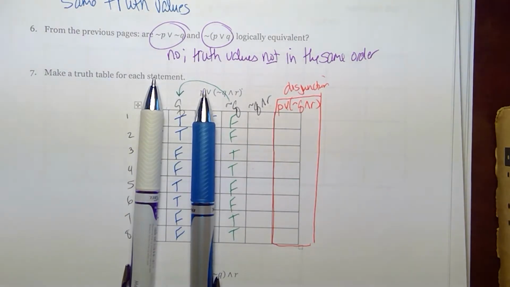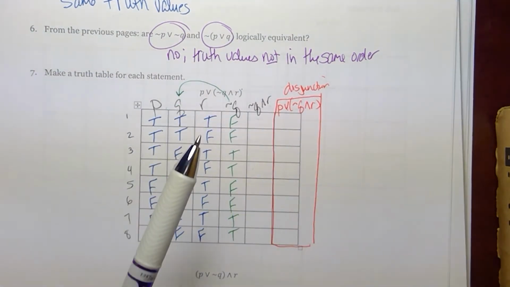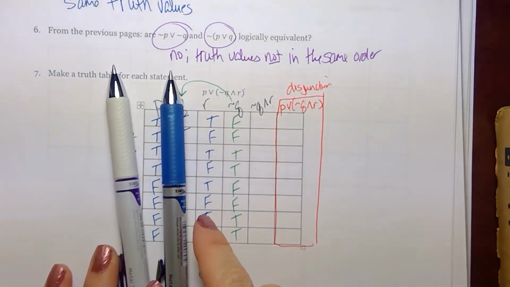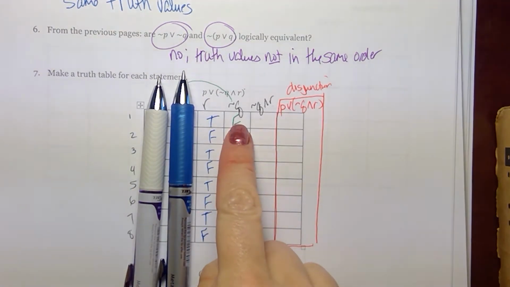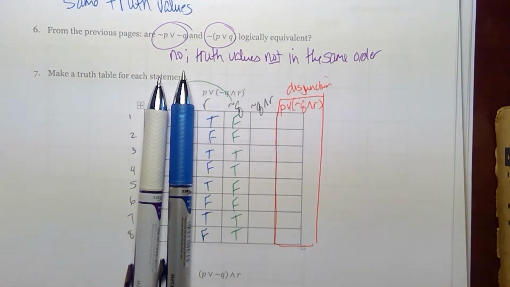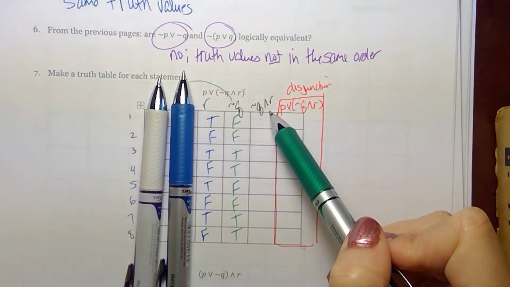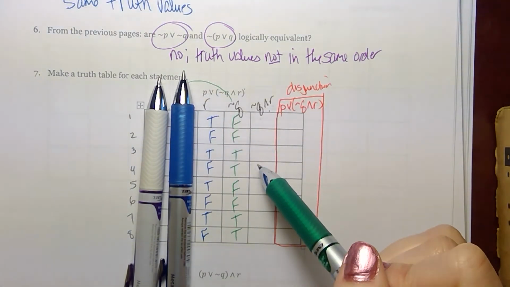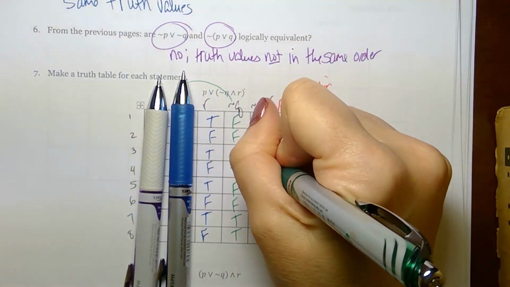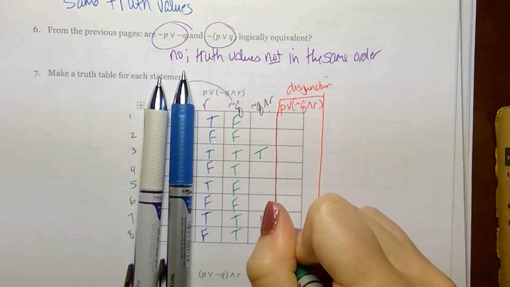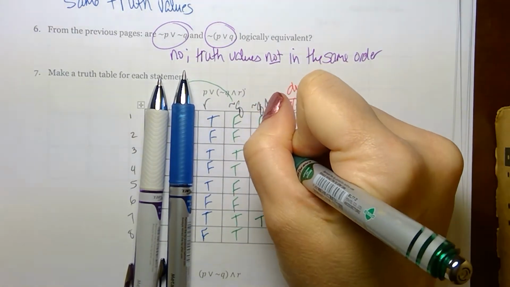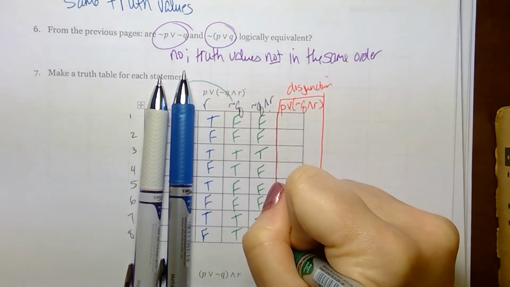Okay, my next column wants me to look at not Q and R. Well, so I need those 2 columns. I need not Q, I need R. This is a conjunction. It's an and. For my and to be true, they both have to be true. So let's look through here and see if you can find the cases where both statements are true. Well, case 3, they're both true. In case 7, they are both true. The other cases all have to be false.